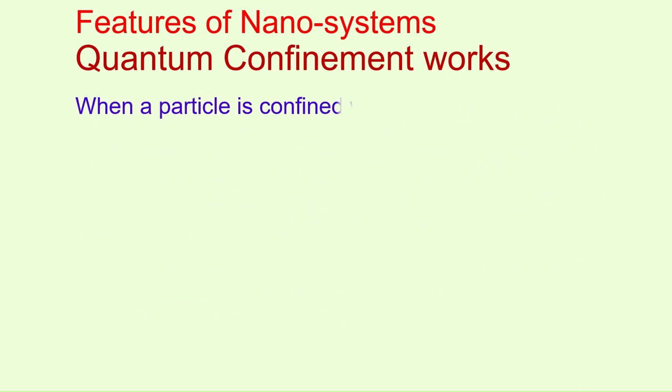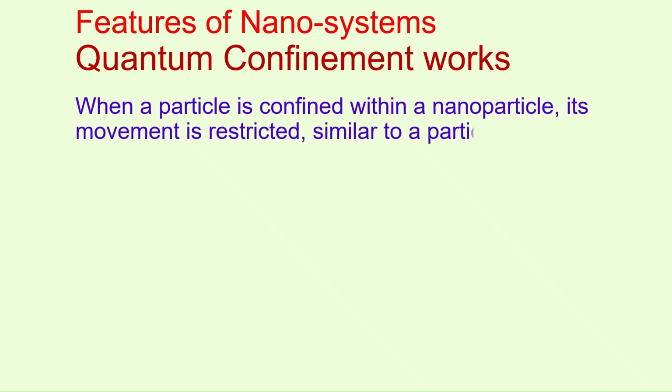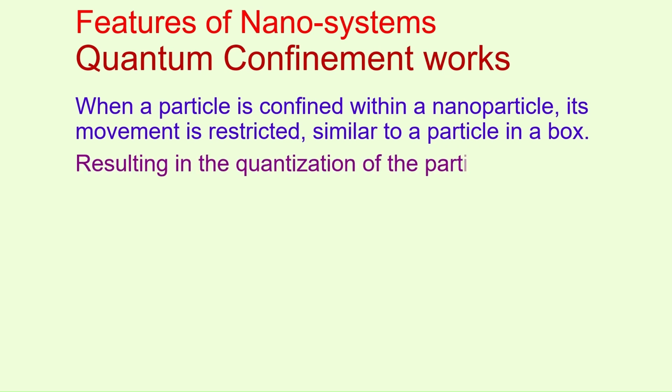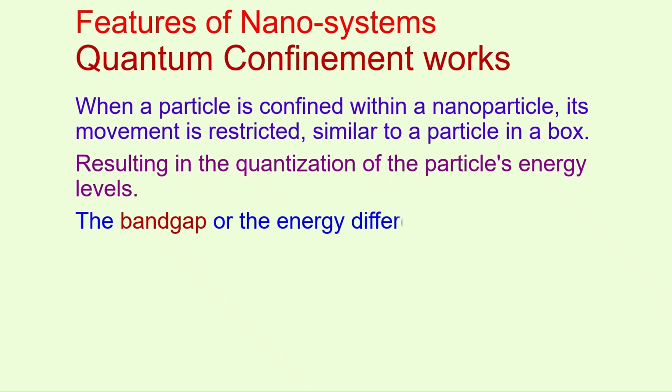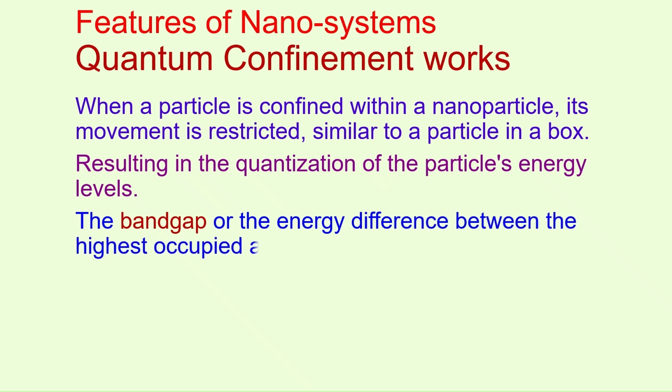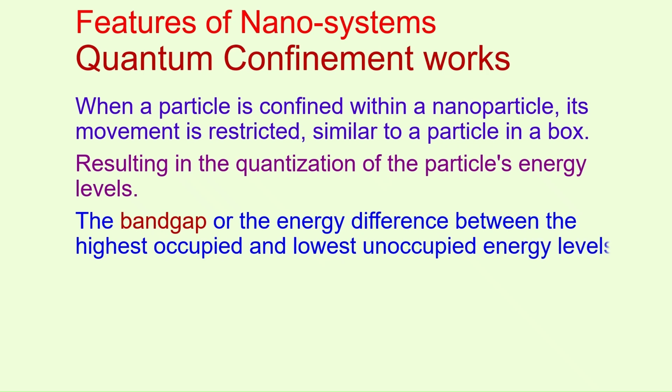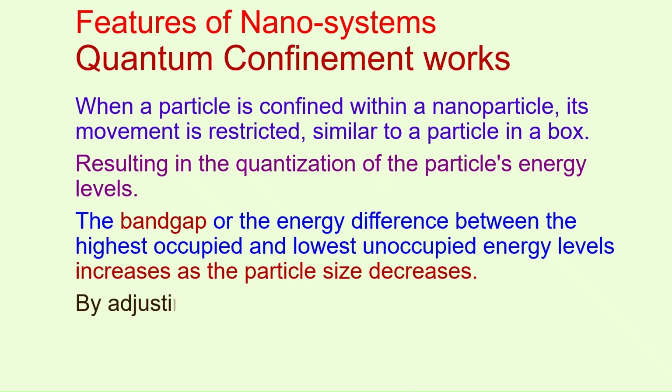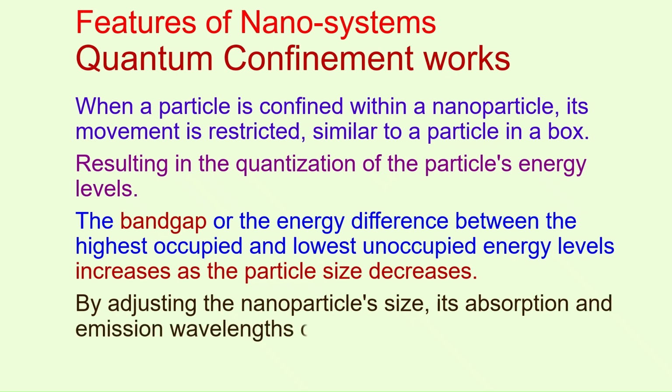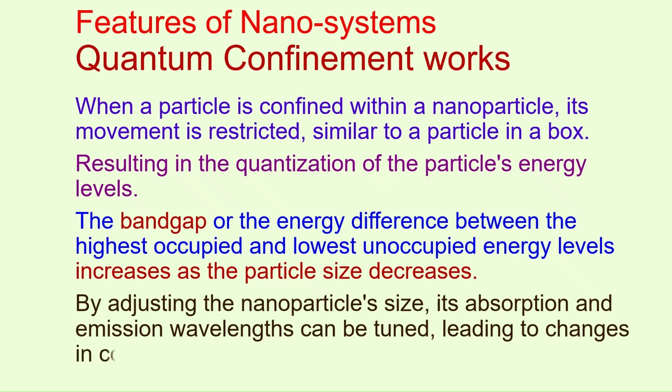How quantum confinement works. When a particle is confined within a nanoparticle, its movement is restricted, similar to a particle in a box, resulting in the quantization of the particle's energy levels. The band gap, or the energy difference between the highest occupied and lowest unoccupied energy levels, increases as the particle size decreases. By adjusting the size of nanoparticle, its absorption and emission wavelengths can be tuned, leading to changes in color and other optical properties.